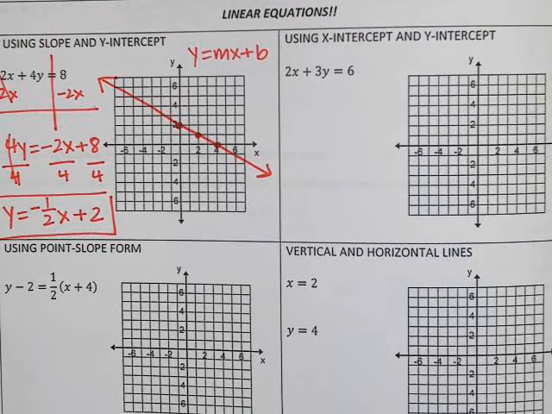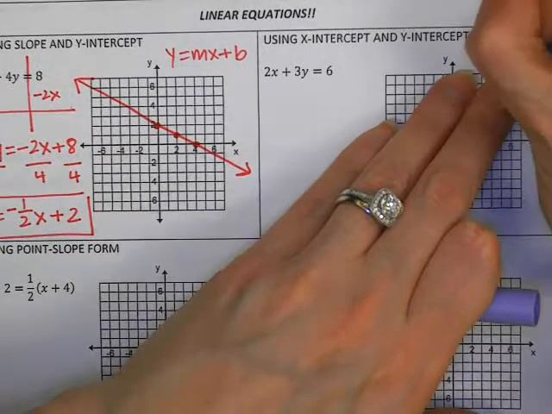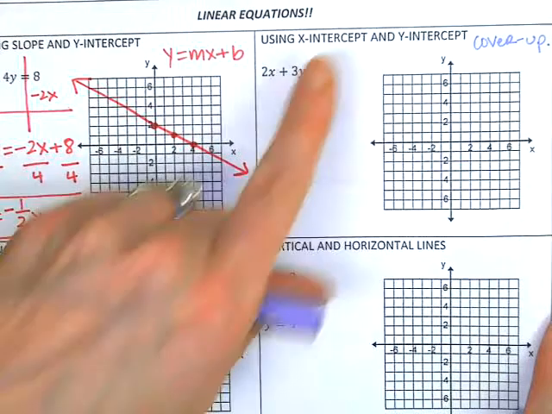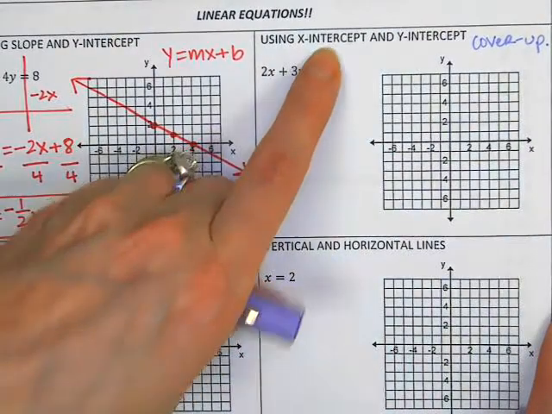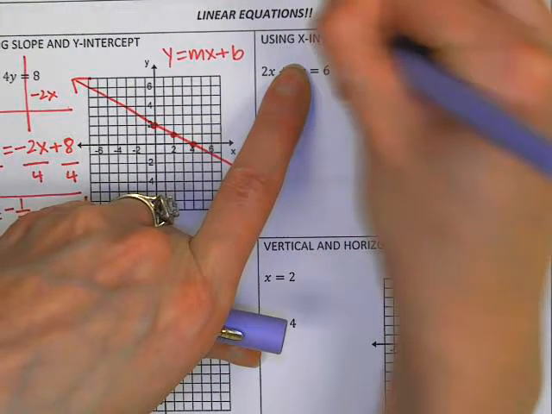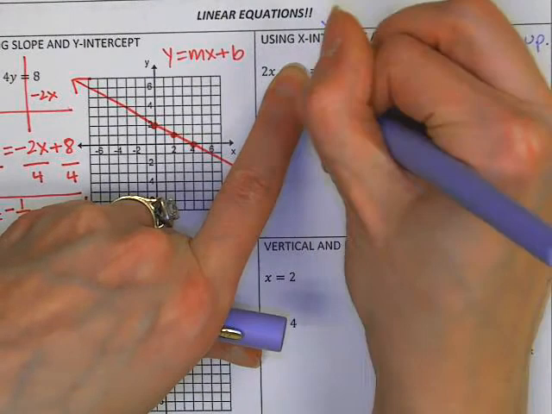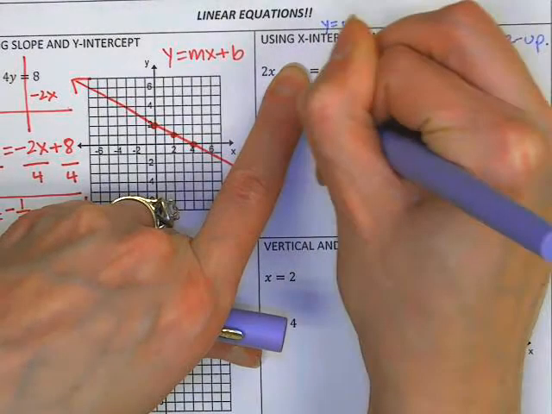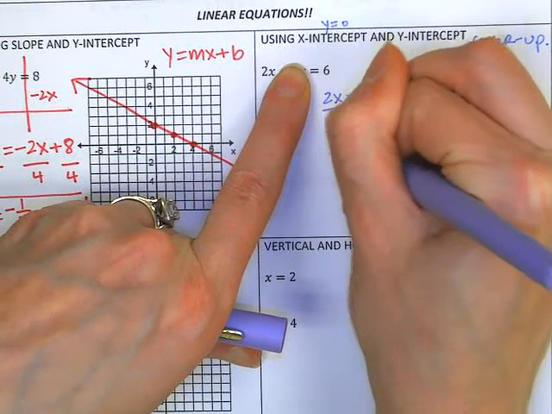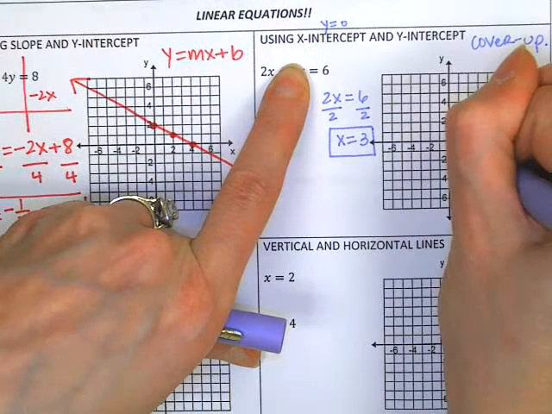Okay, now using x and y intercepts, this was the old cover-up method. If you want to find an x-intercept, you cover up y because y is 0, and you solve for x. Okay, so I'm going to write this out, and then if I solve by dividing both sides by 2, the x-intercept is 3. Okay, so we make a dot on x equals 3.